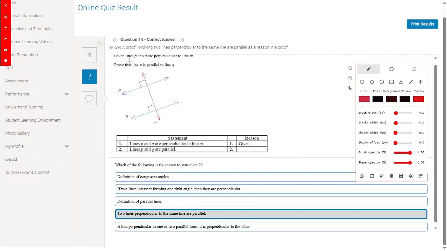Now here, given line P, this is line P, and line Q are perpendicular to line M. Okay, this is line M, and both lines are perpendicular to this line. Now prove that line P is parallel to line Q. Okay, now here we have two lines, and this is the transversal line. These two lines are perpendicular to this line, so that means all the angles here are 90. So here, this is an exterior angle, this is an interior angle, and this is 90 and 90, right?